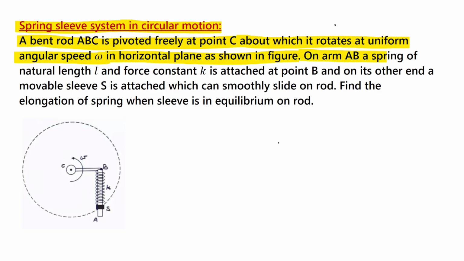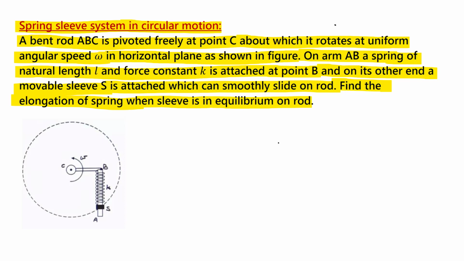On arm AB, a spring of natural length L and force constant K is attached at point B, and on its other end a movable sleeve S is attached which can smoothly slide on the rod. So we have to find the elongation of the spring when the sleeve is in equilibrium on the rod.